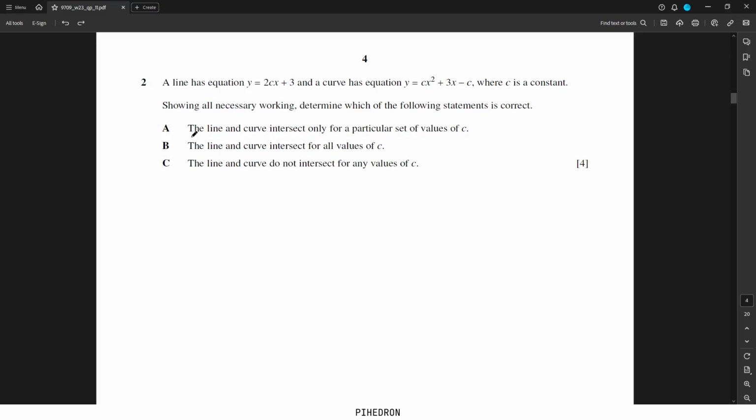The line and curve intersect only for a particular value or particular set of values of c. The line and curve intersect for all values of c, or the line and curve do not intersect for any values of c. So we have a quadratic and we have a linear equation.